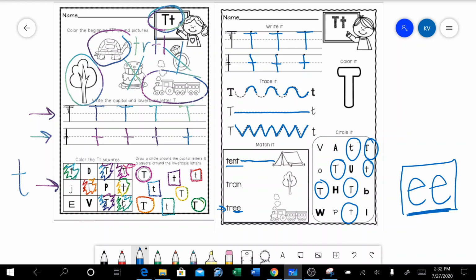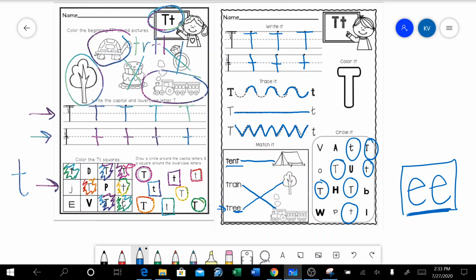So let's look. This word says T-R-E-E. So we know this bottom one is going to be a strong E. So T says ta, R says ra, and then we have E. Ta-ra-E. Tree. Ooh, okay, so that goes to our tree. And that means this last one has to say what? What do we have left? We have train. There we go. Good job.